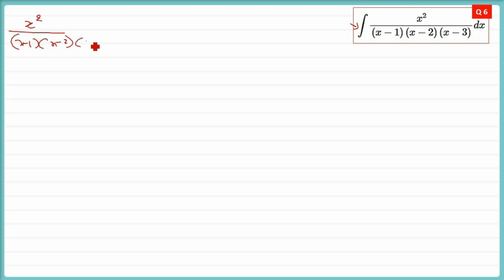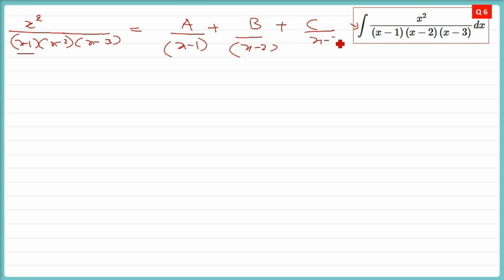So x square divided by x minus 1 into x minus 2 into x minus 3, and this will be equal to a, b, c. 3 terms or 3 constants we are using, just because 3 factors are there. Now you can have any factor anywhere. So you can have a by x minus 3, b by x minus 1 and c by x minus whichever you want. So you can just change, because depending on that, a, b and c will be changed.